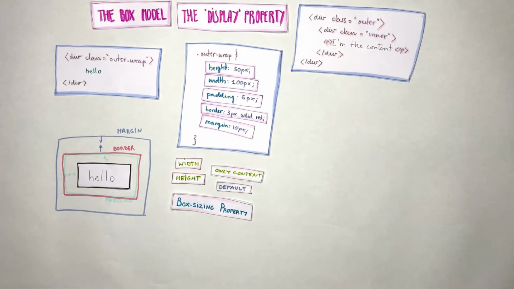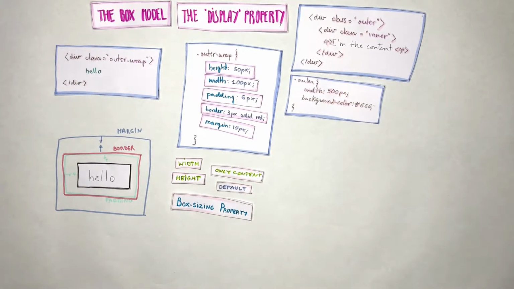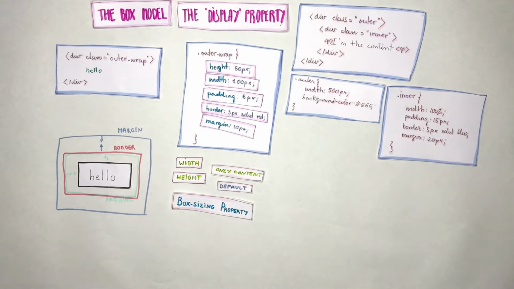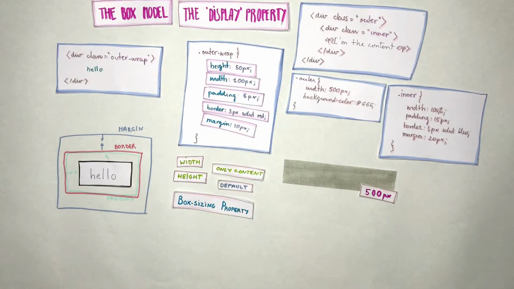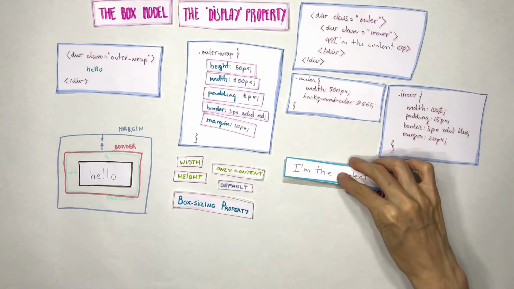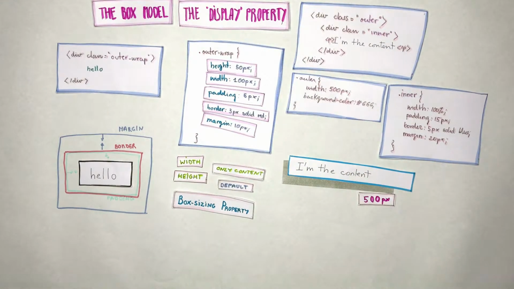Let's say we have this HTML code here and those classes. The div with the outer class is going to display a box with a gray background and a width of 500 pixels. But then we have some content inside here. We have another div with the inner class. This div has a width of 100%, but it also has a padding, a border, and a margin. So what do you think is going to happen here? Right, the inner box is going to overflow the outer one.